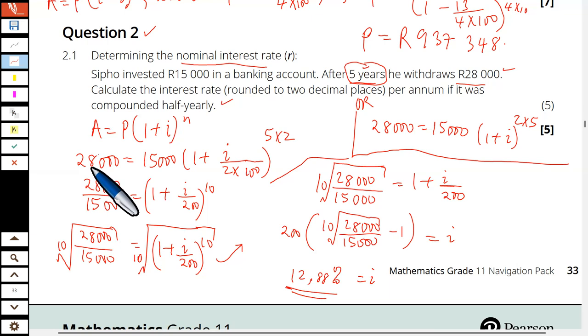So now we need to calculate the interest rate, rounded off to two decimal places, per annum, if it was compounded half yearly. Half yearly is a period of 6 months, but we look at how many times a year. It's twice a year, because we have the first 6 months and the second 6 months. So these periods of 6 months are successive in that manner. All right.